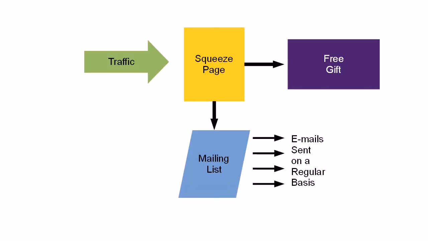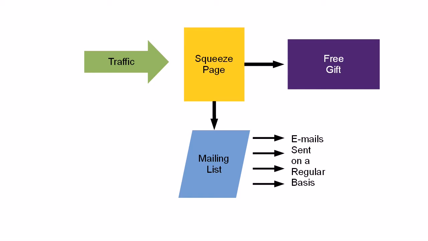Now, this chart gives you the basics of how email marketing works. First of all, you drive traffic to a squeeze page, and a squeeze page is a page on a website that has a form where the visitor can enter their name and email address. And once they've confirmed that they wish to receive emails from you, they receive a free gift. And this free giveaway can be anything really. It can be an ebook, or a video, or an audio, or a report. Anything that has a high perceived value and can be delivered right away digitally.